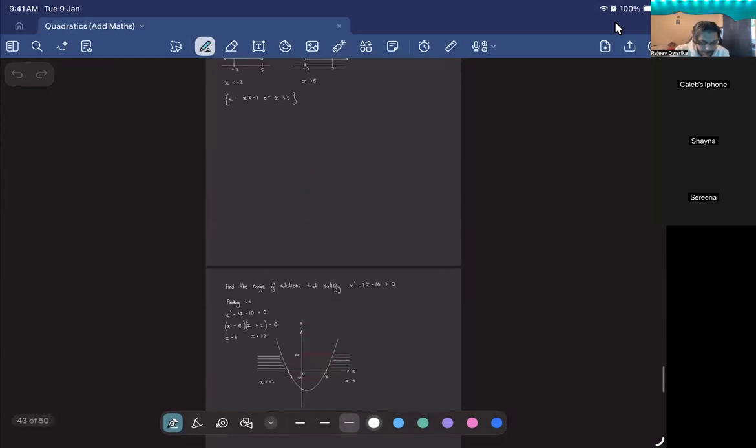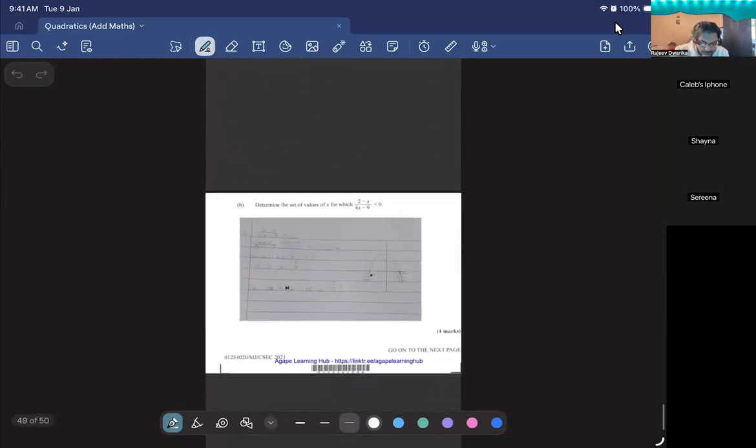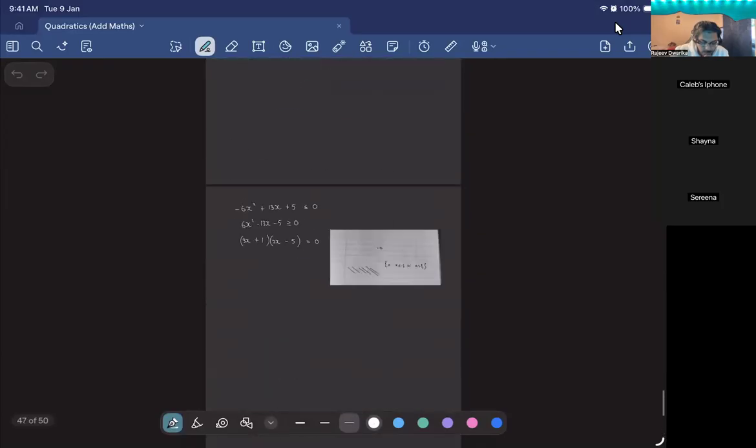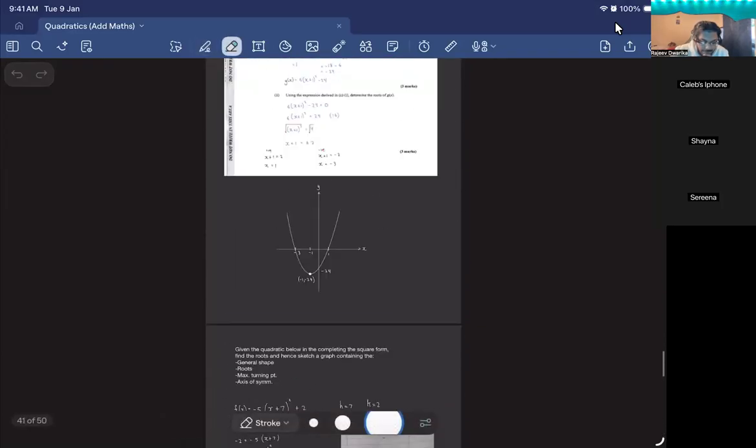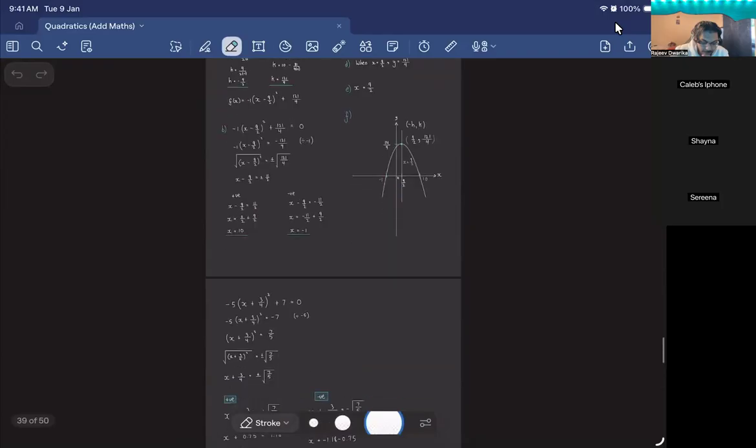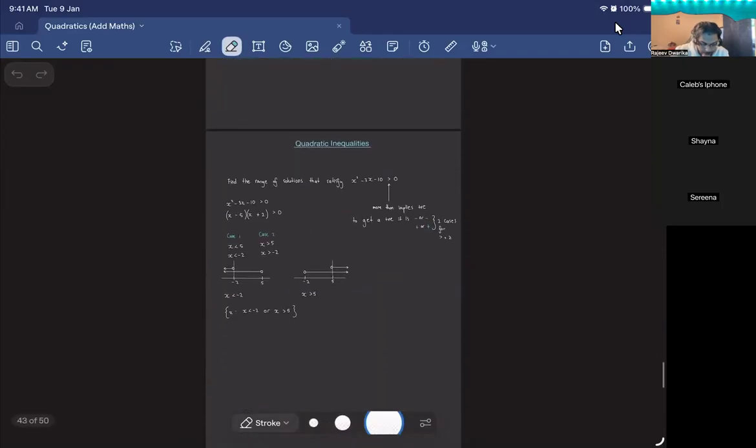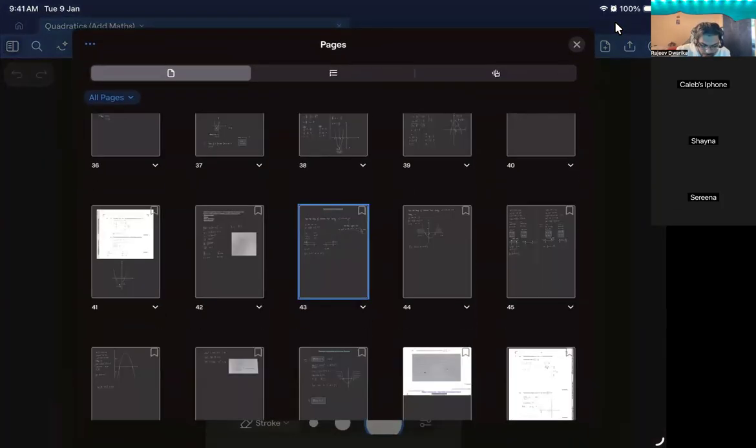I'm going to look at quadratic inequalities first, and then I'm going to look at sum and product of roots. And I'm doing this mainly because Shania said you're doing it in school right now, right? Yes, sir, inequalities. Okay, good.